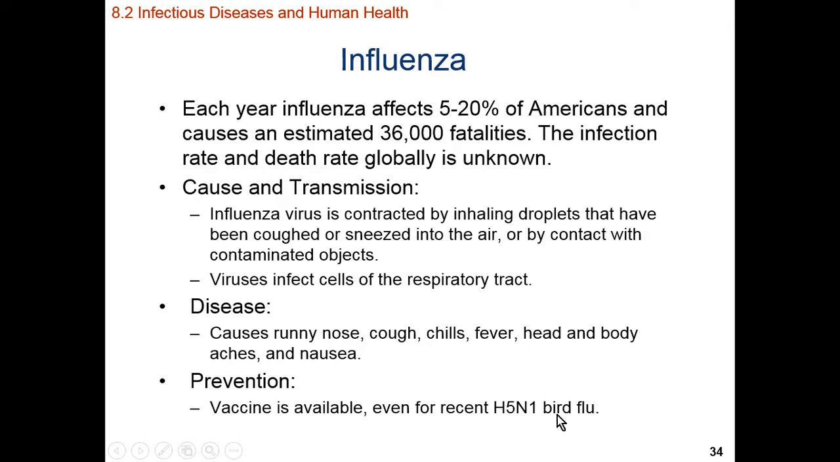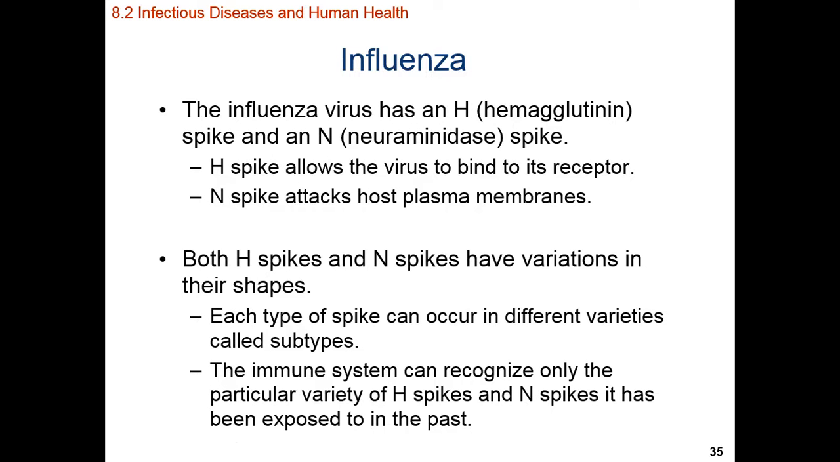One specific strain, H5N1, is a strain of influenza that's commonly referred to as the bird flu. If we look at the influenza virus, it's going to have two prominent spikes on its surface that it uses for docking. It has the H spike and the N spike, the hemagglutinin spike and the neuraminidase spike, hence the H and N nomenclature. The H spike is going to bind the virus to its host receptor, and the N spike is going to allow the virus to merge or attack the plasma membrane to get into the host cell.